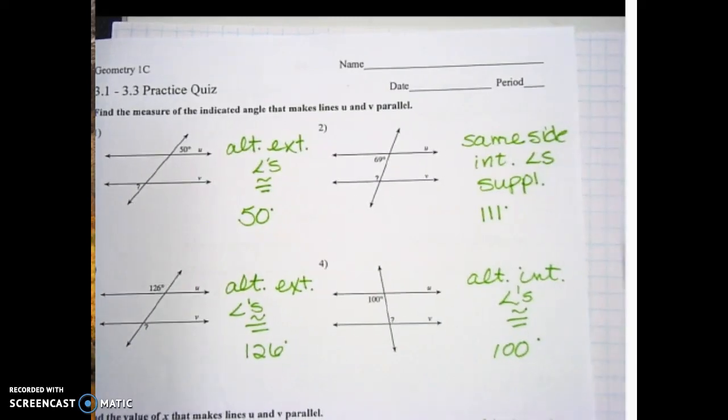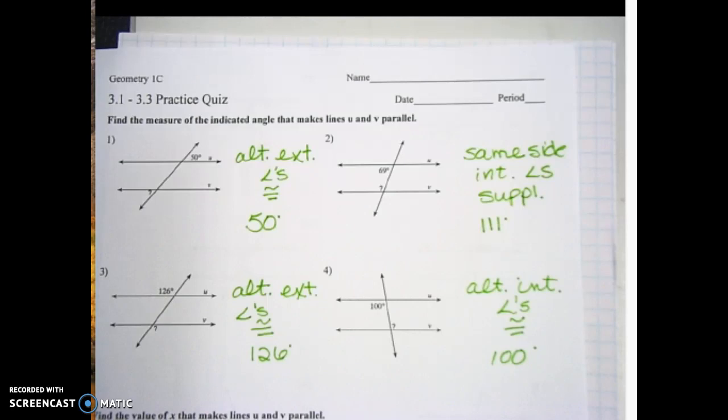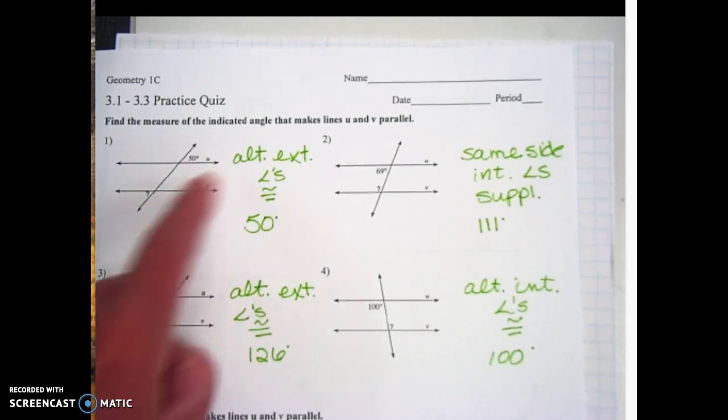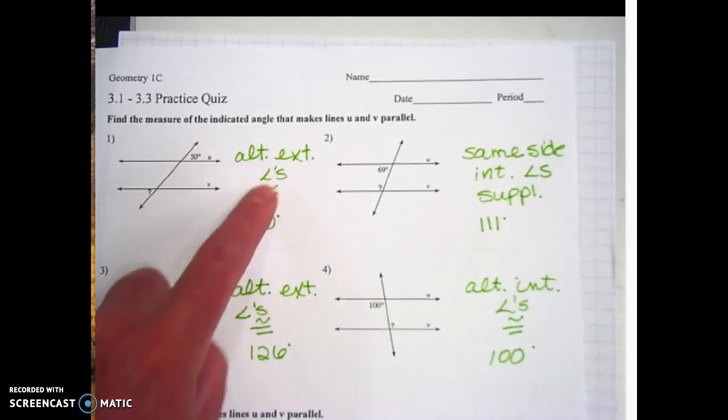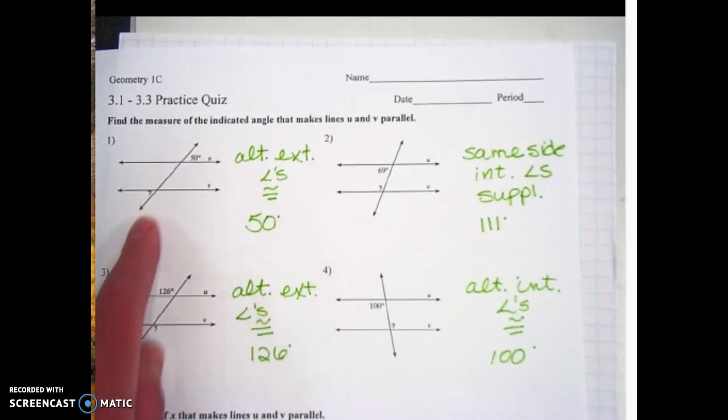So this is the answer key for the Chapter 3 practice quiz. For the first 4, you're supposed to find the measure of the indicated angle that makes the lines parallel. So this angle and this angle are alternate exterior angles. That means they should be congruent. So if this angle's 50, this one's going to be 50.